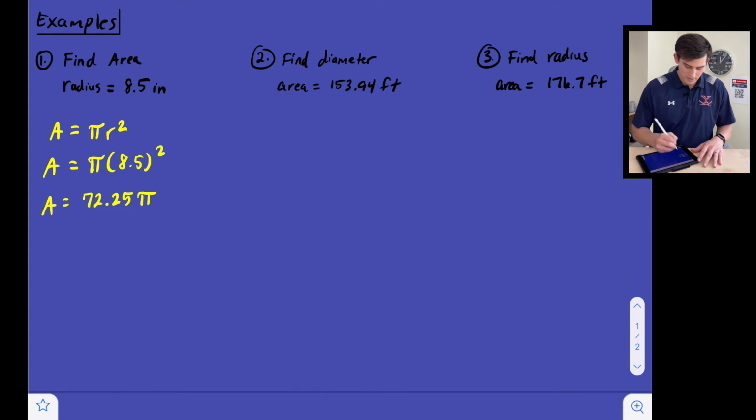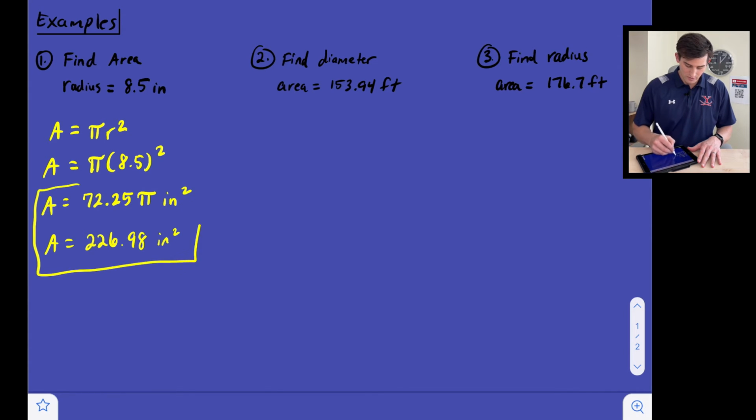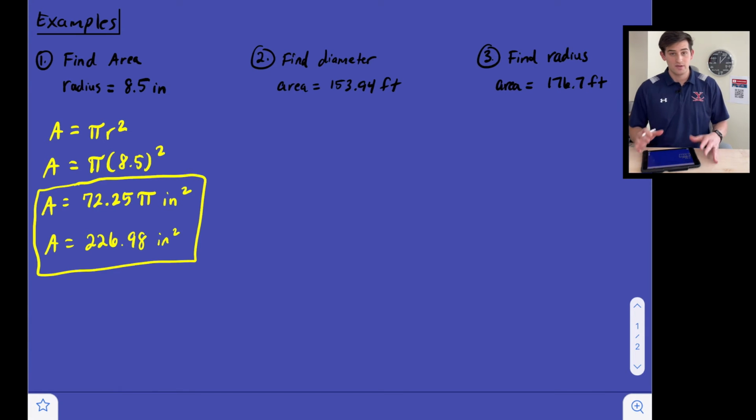So area is equal to 72.25 pi. And remember, you can write your answer in terms of pi, so that would be one of our answers. Or now we can multiply that by pi in our calculator, and we're going to round this to say area is approximately 226.98, and that would be square inches. Okay, so we'll go ahead and put a box around both of those answers. They are the same thing. One is just in terms of pi and one is not.